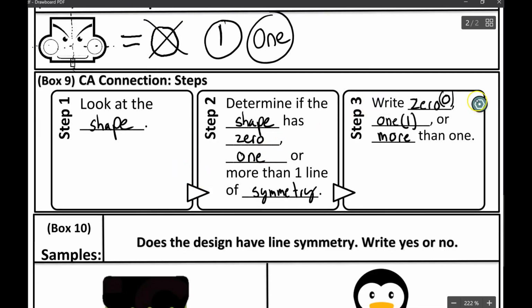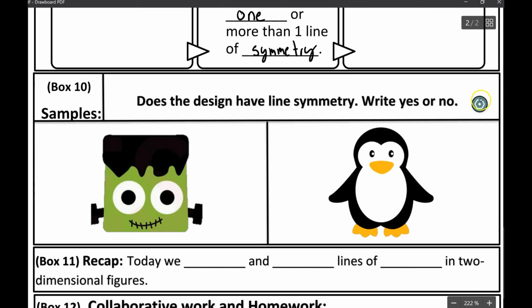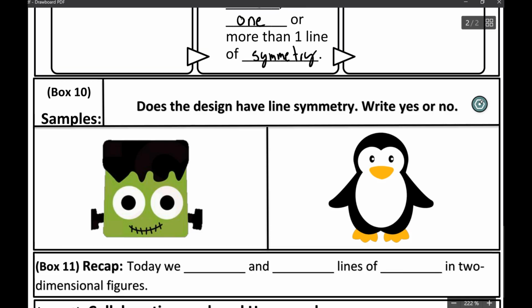Alrighty. So going on into box 10, our sample problems. Does the design have line symmetry? We're going to write yes, or we are going to write no. So again, these instructions are a little bit different. Hopefully you notice that. They're not asking for how many lines of symmetry. They're just asking simply, is it yes, it has a line of symmetry, or no? So going into our first shape, Frankenstein's head, I'm going to test this out by drawing my line of symmetry.